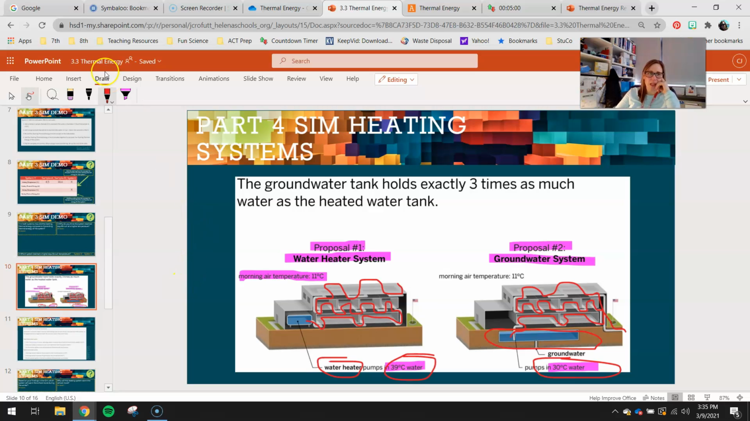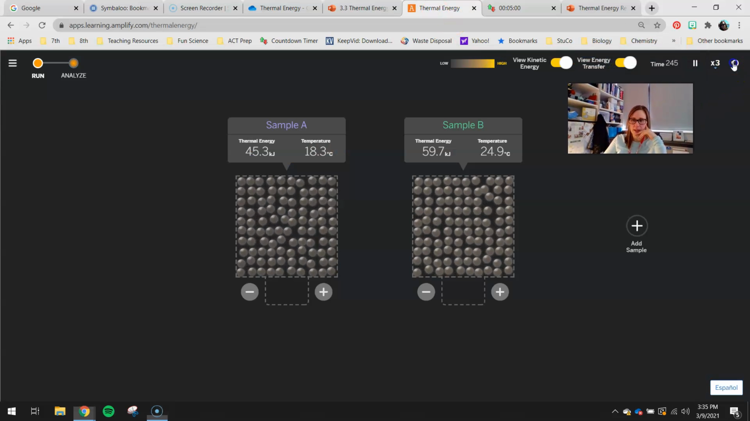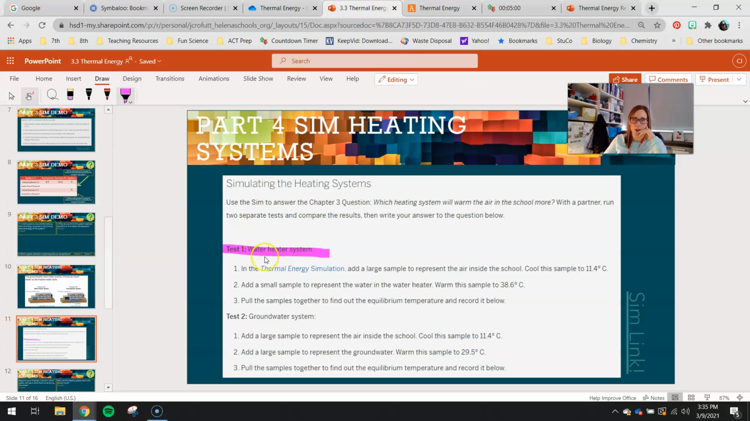So you guys are going to be using the sim to figure out which one of these is going to heat the school better. There's no data for you to collect, but you still need to mentally jot down some temperatures so you have an idea of which heater system is going to work the best. Your test 1 is going to be your water heater system. Let me pull up the sim here for you. I'm going to restart it and show you just the water heater system, and then I'll let you do the groundwater system on your own.